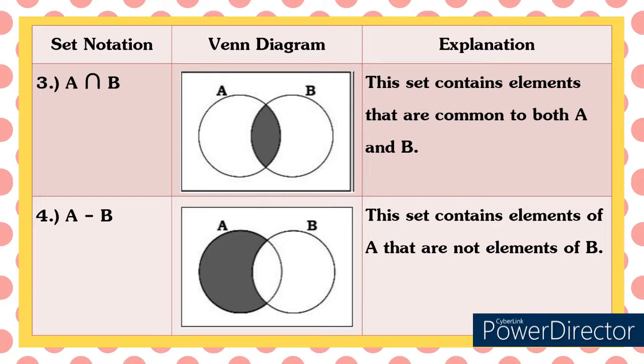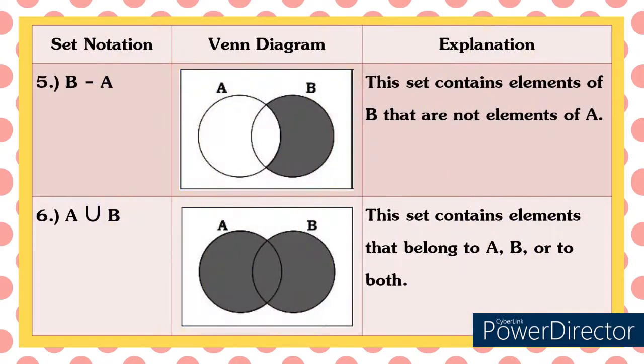Number 4, A minus B. How about A minus B? Napansin natin, itong portion lang na to yung naka-shade because this set contains elements of A that are not elements of B. Same with B minus A. Ito lang din po ang may naka-shade na region. Vice versa, this set contains elements of B that are not elements of A.